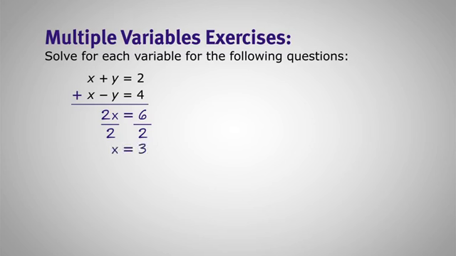Now we can use that value for x to find the value of y. Plug in x equals 3 into the first equation. We get 3 plus y equals 2. Solve for y by subtracting 3 from both sides. y is going to equal negative 1.